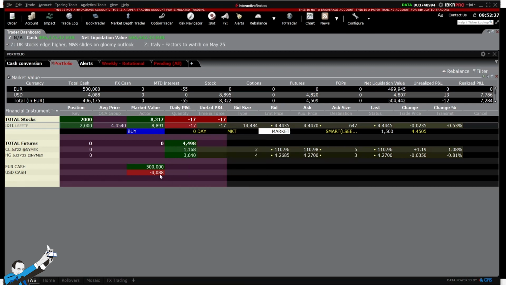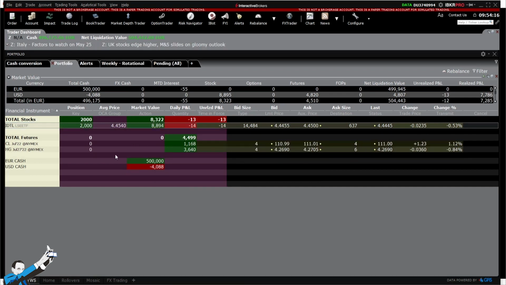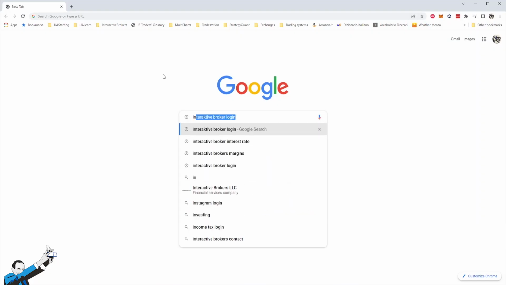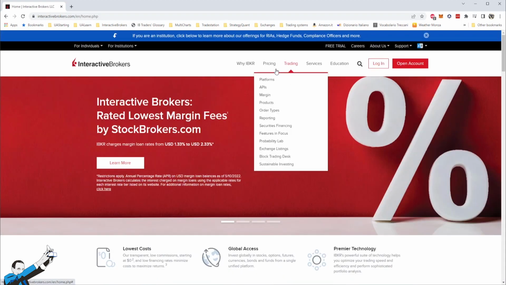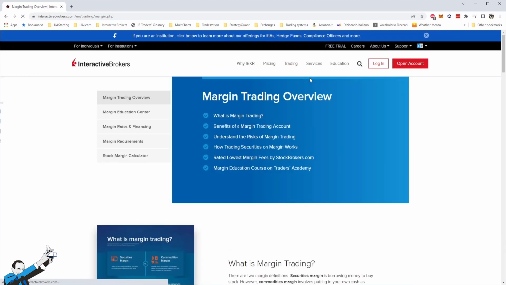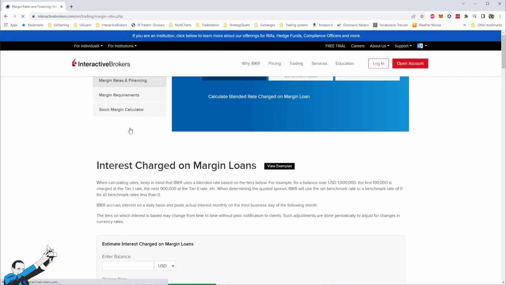So what are the costs of this $4,000 debt? Let's go look at it on Interactive Brokers. We'll type in Interactive Brokers and go to the trading section. This is a margin, in this case a margin rate. Now, all the costs are, of course, annualized. So if it's 2%, 3%, 4%, 5%, it means 2%, 3%, 4%, 5% per year.